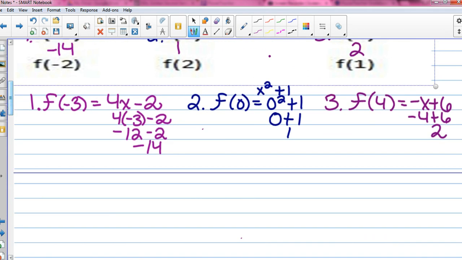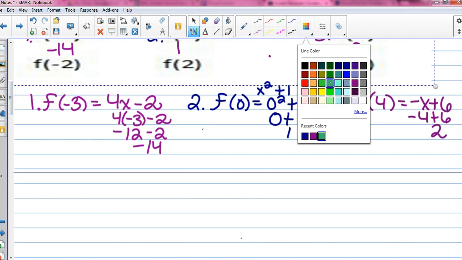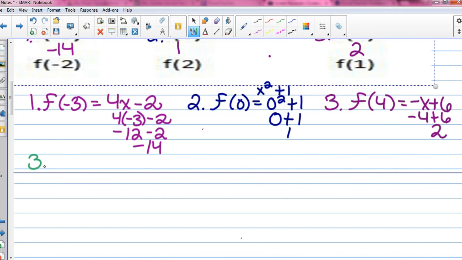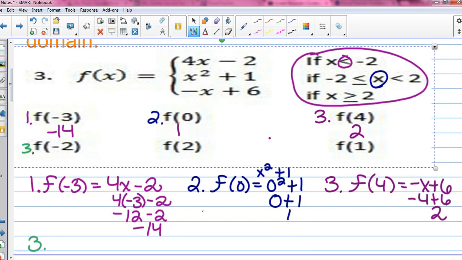Number 3 says f of negative 2. Well, is negative 2 less than negative 2? No, negative 2 is not less than negative 2. So I move on to the one in the middle. Is negative 2 less than or equal to negative 2? Well, yeah, it's not less than, but it is equal to, so I'm using the one in the middle.